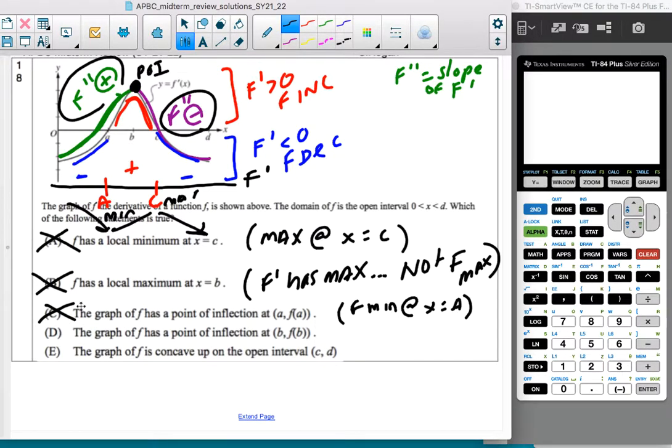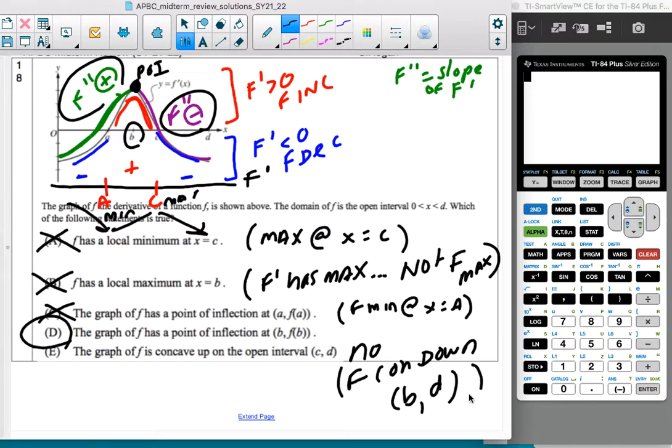The graph has a point of inflection at b. Well, yes, that is absolutely true. And the graph is concave up from c to d. Well, that's not true because the graph is concave down for this entire interval. So that's no. f is concave down on the interval from b to d, the whole interval, because it's the slope. Again, we're looking at the slope of this given graph.